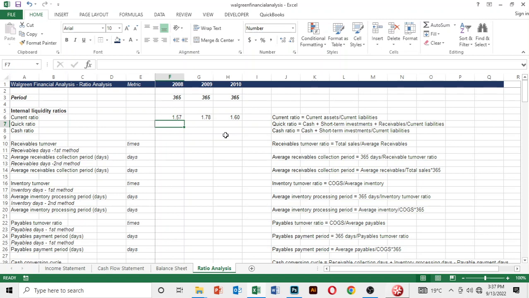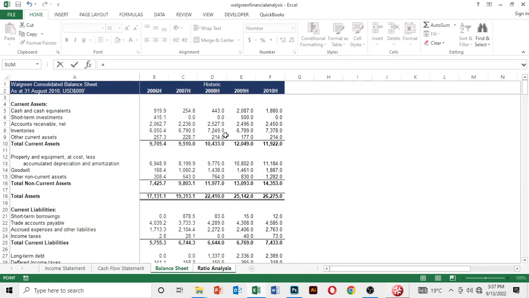We are going to use the balance sheet for this ratio as well. So press the equal sign to start the formula, and then on your keyboard hold down Control and press Page Up to get to the balance sheet.